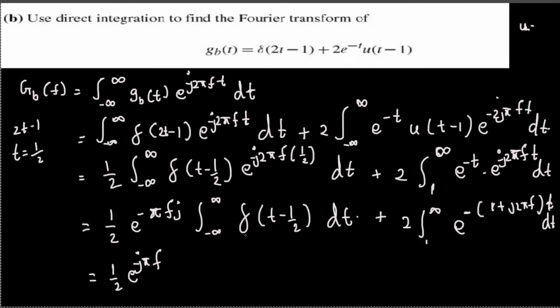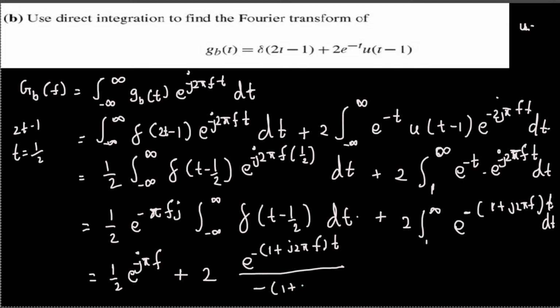And this integration is 1. If you integrate an impulse function, that's 1, so we can just leave it as it is right here. And then here this is 2 times. The top part remains the same when we do the integration, e power minus 1 plus j2pi f t, and in the bottom part we are going to have the power part alone except the t. This is minus 1 plus j2pi f.